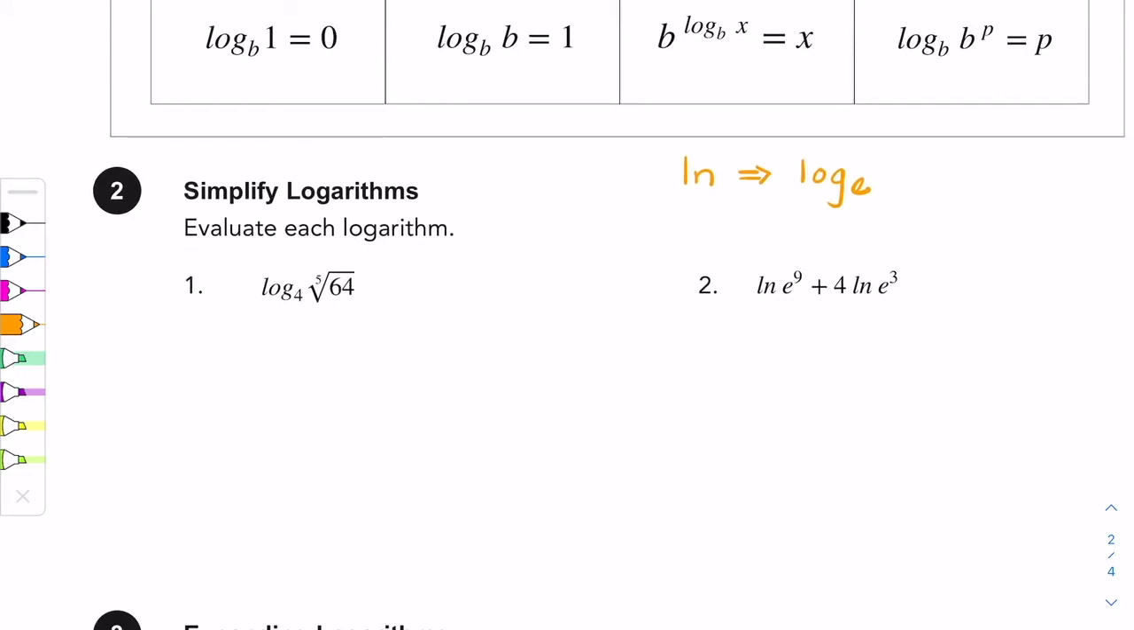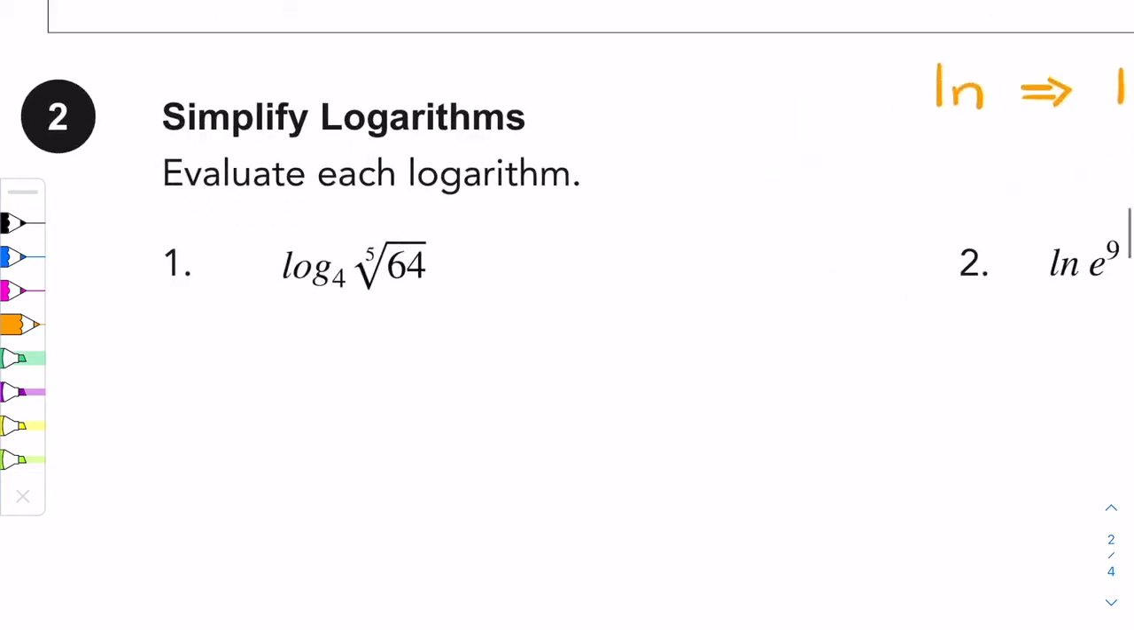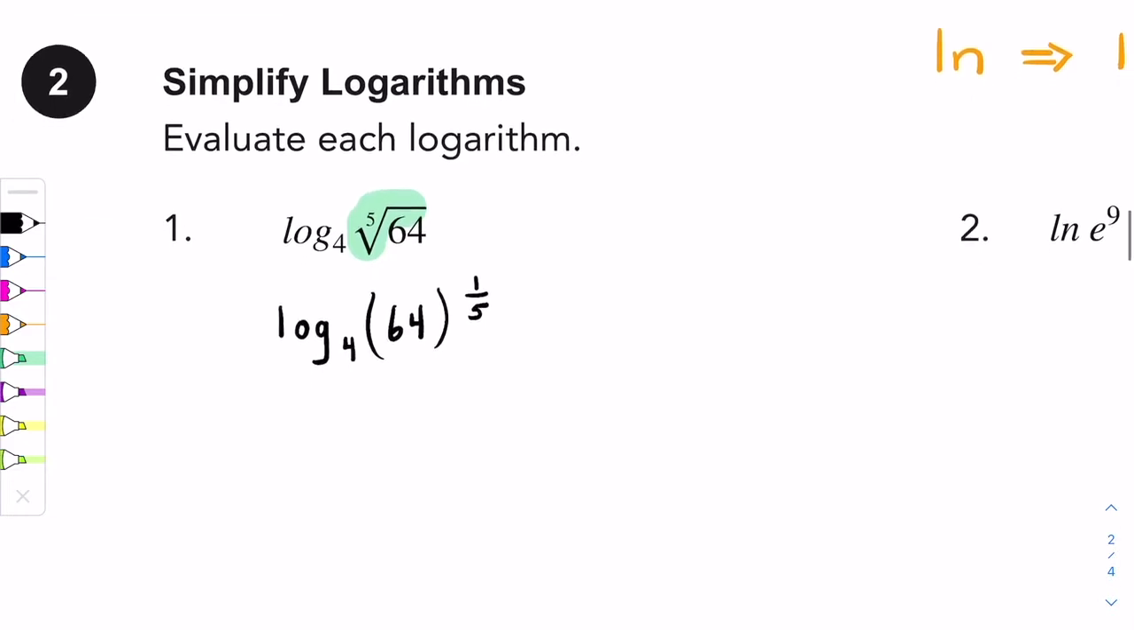So number 1, we have log base 4 of the 5th root of 64, which I'm going to rewrite the 5th root as an exponent. I'm going to rewrite this as log base 4 of 64 raised to the power of 1/5. From here, I'm going to rewrite 64 as 4 cubed.